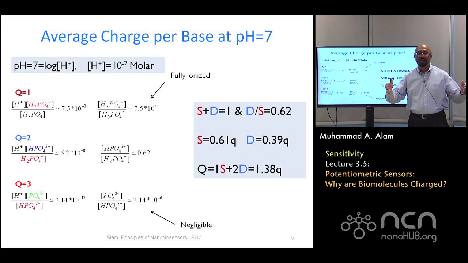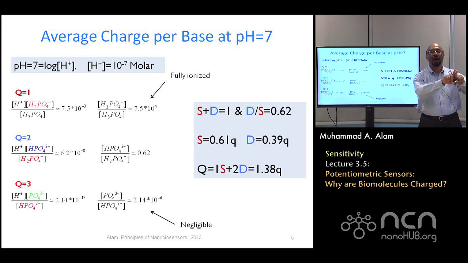Simple example, let's say you have a 100 base pair long DNA that has been diffusing around and eventually has just bound to the sensor surface. How much charge do you expect? Well, you say if the pH is 7, then I expect 100 multiplied by 1.38, 138 equivalent electronic charges. That is how much charge has landed, and therefore, if my sensor is sensitive enough, it may be able to detect that binding.